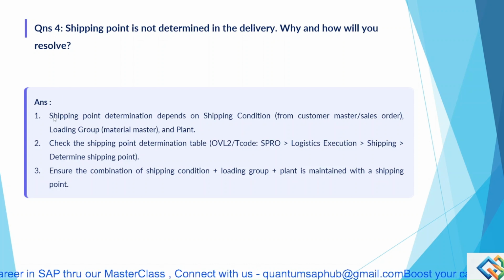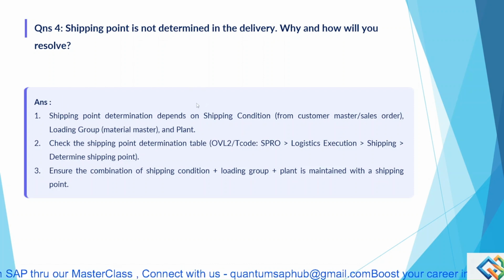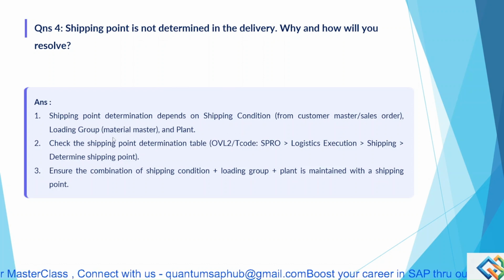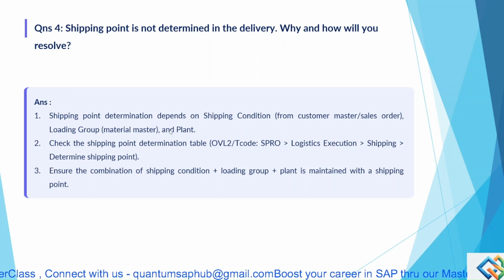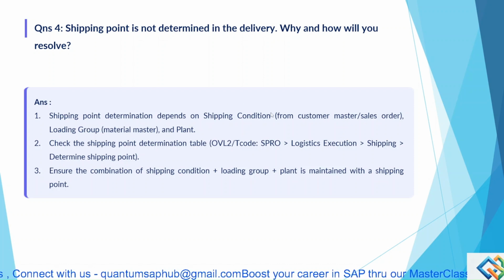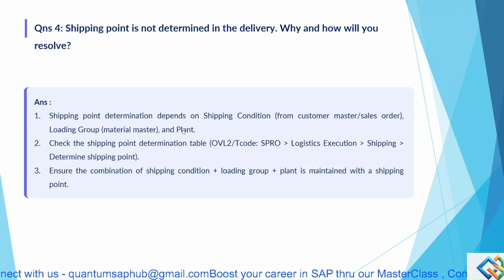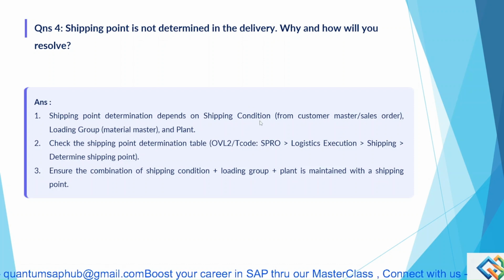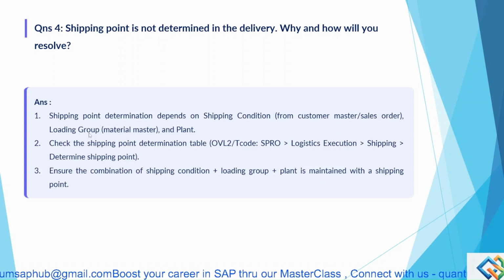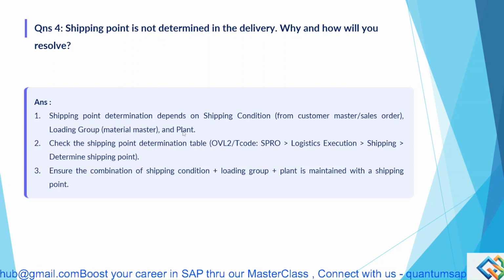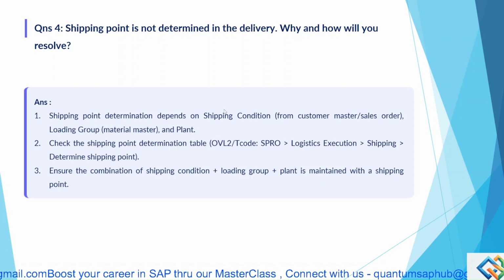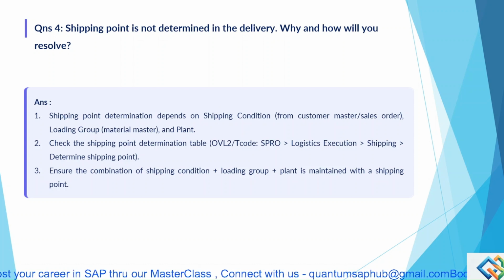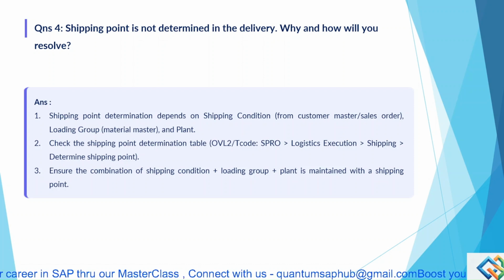Shipping point determination happens in the configuration based upon the shipping condition from the customer master record, the loading group, and the plant. So there are three parameters: shipping condition, loading group, and plant. If the customer master shipping condition is not defined, or the loading group is not defined, and obviously this combination where the determination takes place is not maintained, then it will not determine the shipping point.